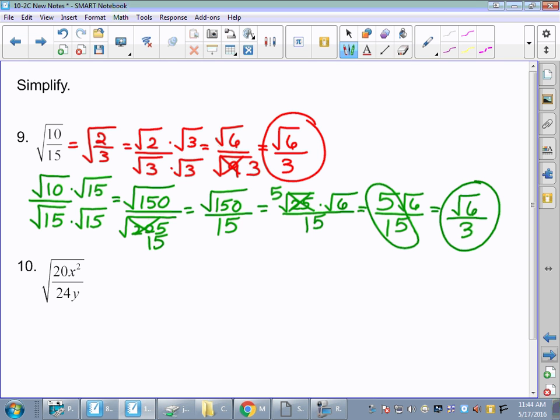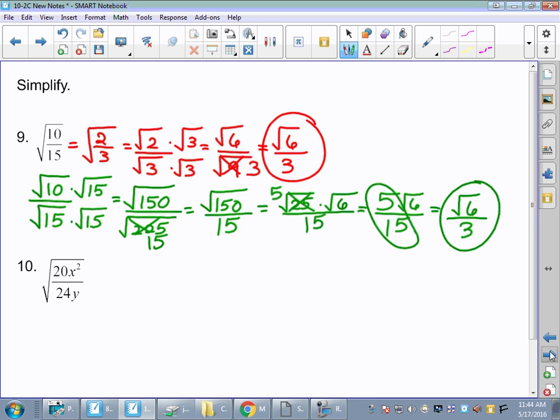So it did pay in the red work to reduce 10/15 first so that you have smaller numbers. When I worked with the larger numbers, I had to clean them up later on. And you can just tell by the work, it's a little bit more work. I'm going to show you one more strategy. This is my favorite strategy. I like to use the product property just a little bit differently.